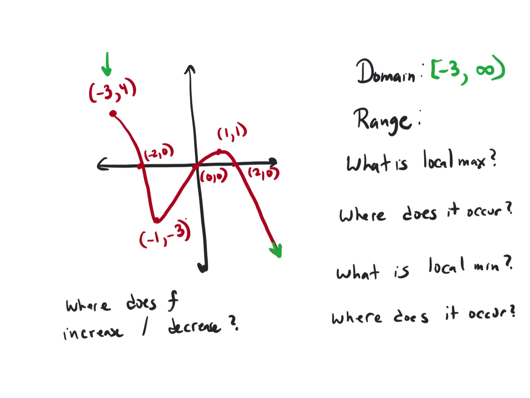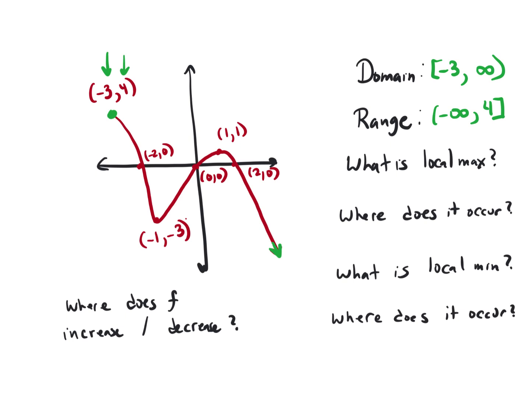Now range, this thing is going down forever. So the smallest y value is going to be -infinity. And the highest y value is, of course, going to be this 4. It happens to be at the same point, doesn't have to be. And those are both bracketed because this is, of course, a closed circle.